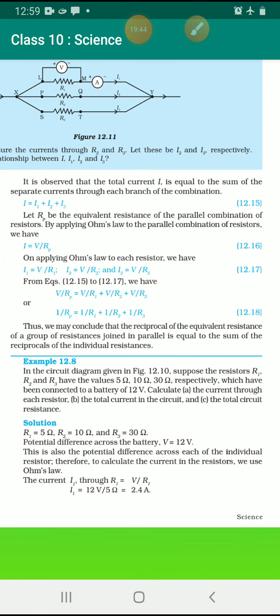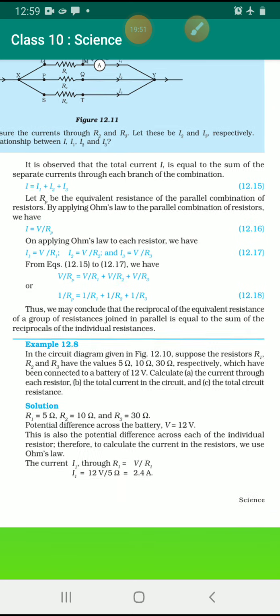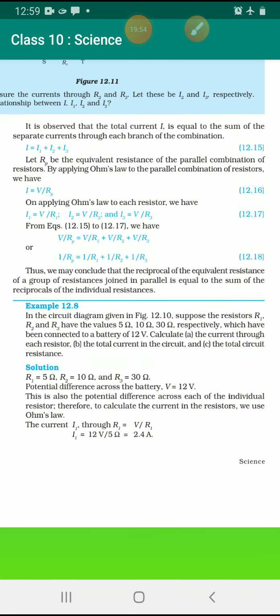Next, let RP be the equivalent, meaning total, resistance of the parallel combination of the resistors. By applying Ohm's law to the parallel combination of resistors, we have I is equal to V by Rp, isn't it? I is equal to V by R, the Ohm's law formula. Here Rp means parallel.